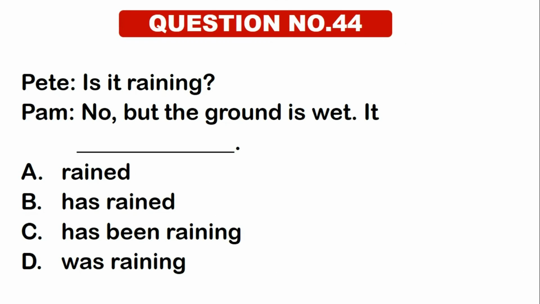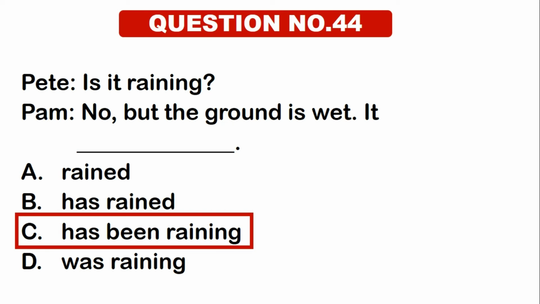Number 44. Pete: Is it raining? Pam: No, but the ground is wet. It, A, rained, B, has rained, C, has been raining, D, was raining. The correct answer is, it has been raining.